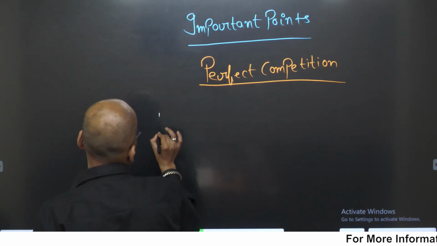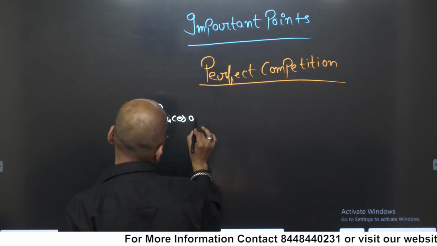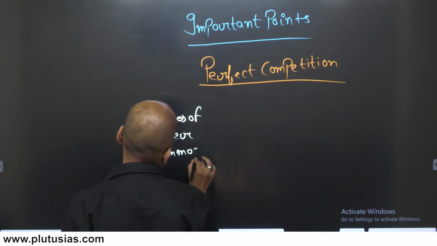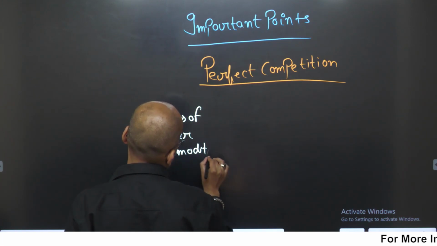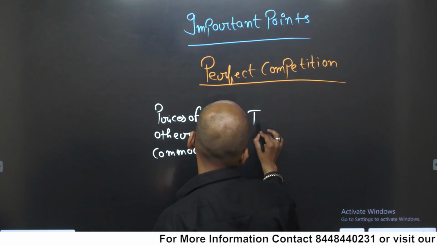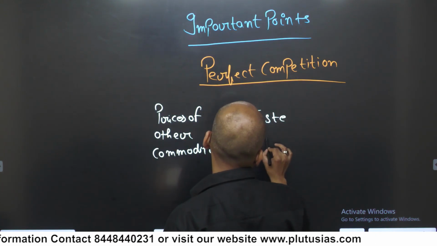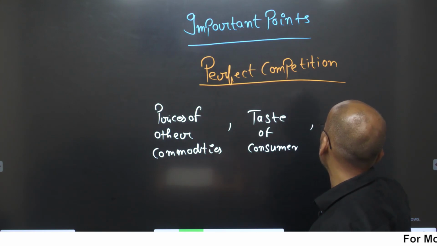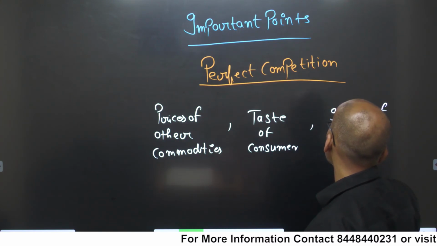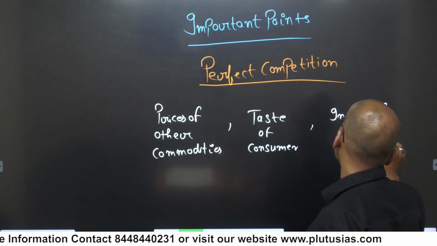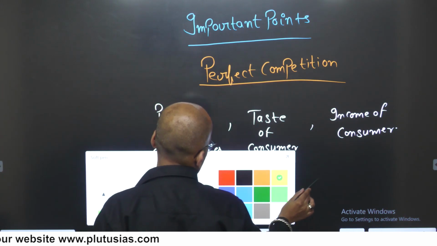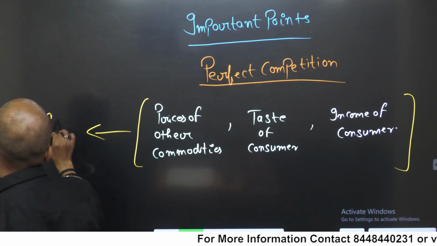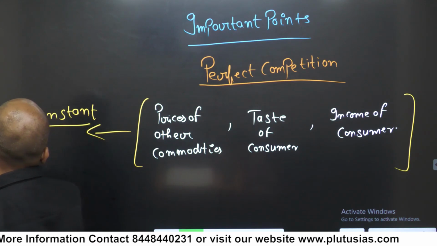So what all remains constant? Prices of other commodities, taste of consumer, and income of consumer. We take all of them as constant. That's our assumption. That's the Marshallian assumption. We take them as constant.